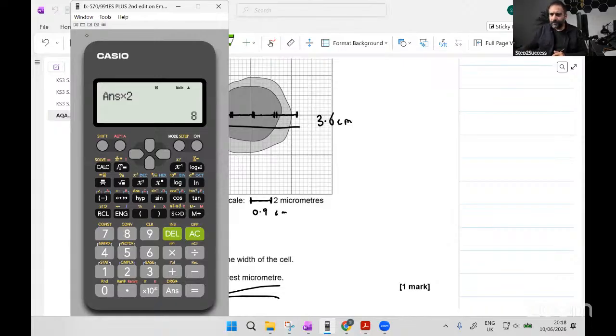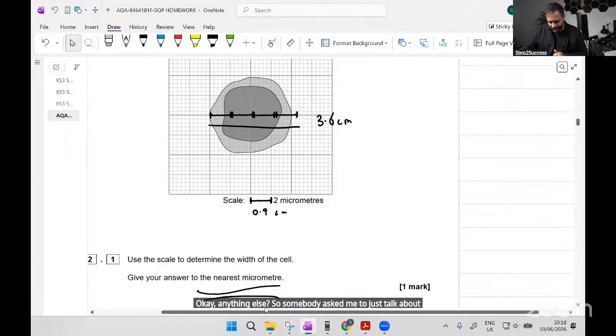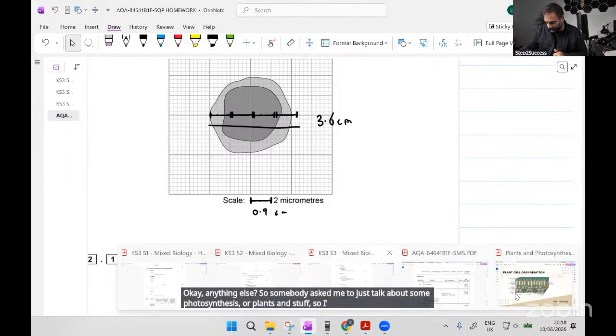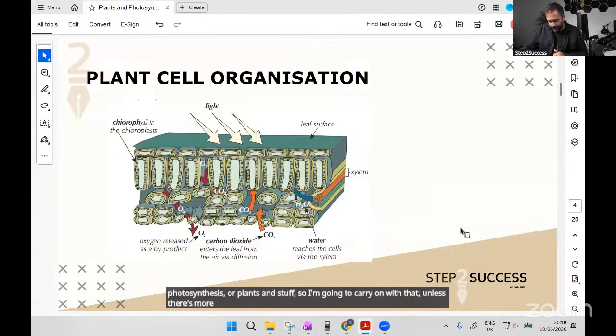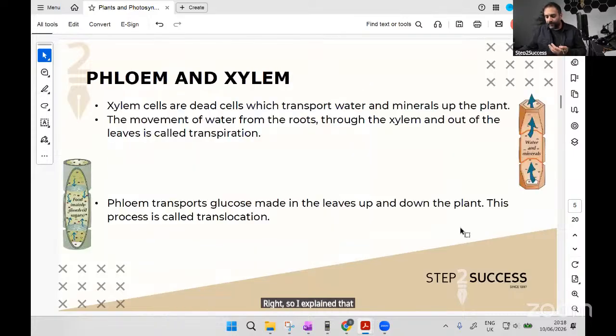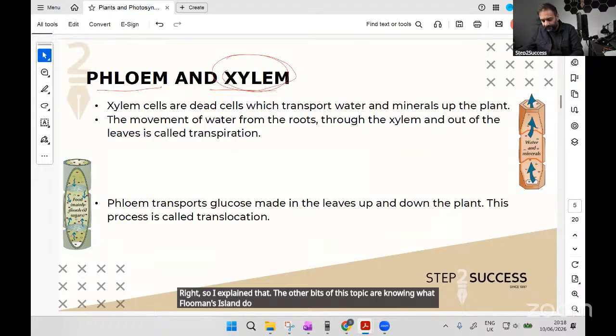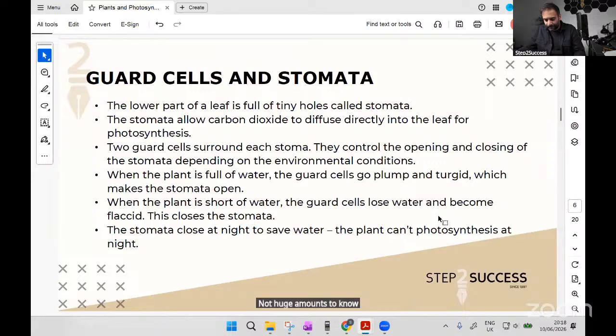Okay. Anything else? Somebody asked me to just talk about some photosynthesis or plants stuff, so I'm going to carry on with that unless there's more. Right. So I explained that. The other bits of this topic are knowing what phloem and xylem do. Xylem transports water. Phloem transports glucose. Not a huge amount else to know about that.